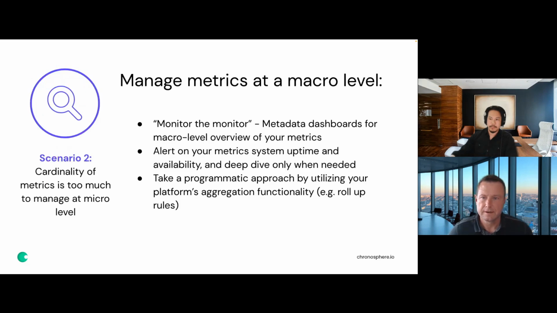And let's look at scenario 2. Too much cardinality. Metrics is too much to manage at the micro level. Yeah, so you want to be able to get an overall awareness of what's happening with your metric cardinality and overall all your observability data. You want to monitor the monitoring. So understanding what's happening over time, understanding broad growth patterns, and even being able to attribute it to particular teams or business units is a really good idea.